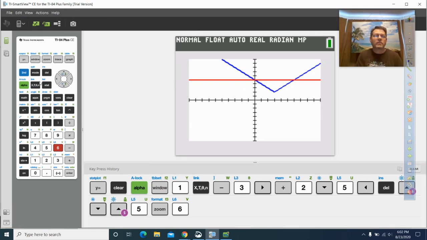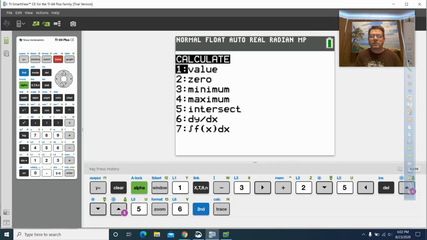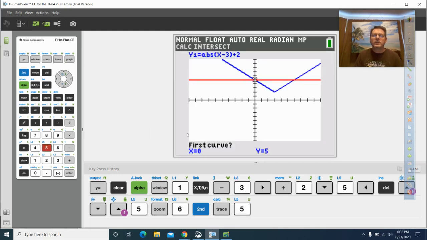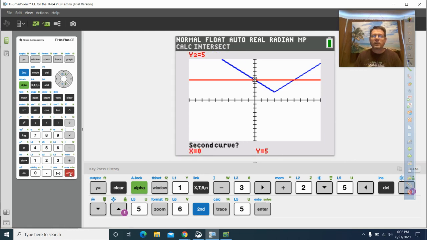And now watch this. Remember, on the top row of your calculator, that's where all the graphing things are. So I want to calculate where they intersect. So I'm going to hit second calc, number 5. Now I'm just hitting the 5. You can go down and hit enter. And here's the deal. It says first curve. I'm just going to hit enter. And then second curve, enter. And then enter. And there it is.